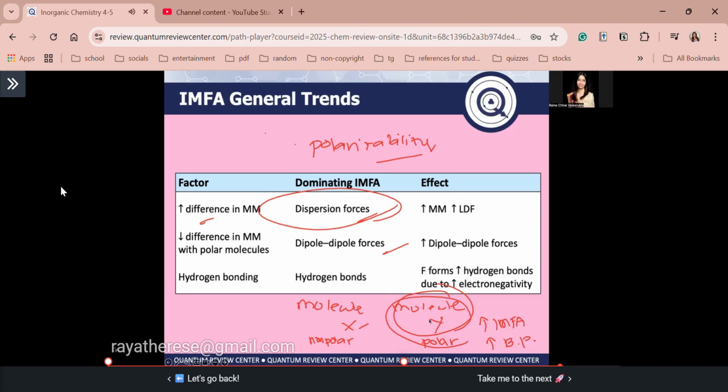Okay? Again, why? First, their molar masses are equal. The difference in their molar mass is small, so dispersion forces won't matter. And second, the dipole-dipole forces will dominate. Since molecule Y is polar, only it has dipole-dipole forces, not the non-polar one. The non-polar molecule only has dispersion forces to carry it.